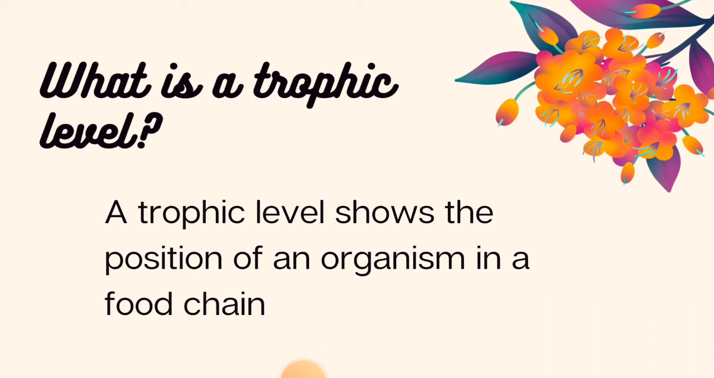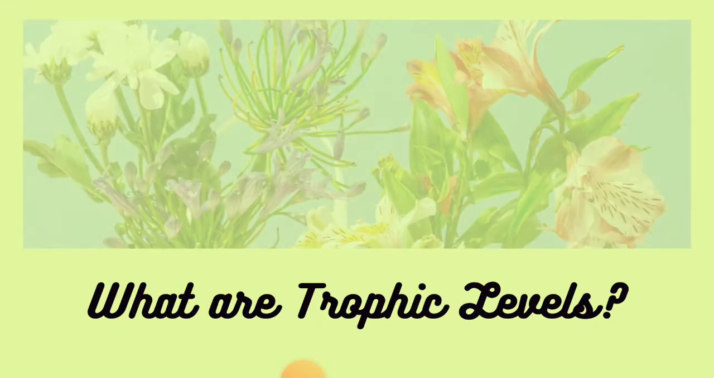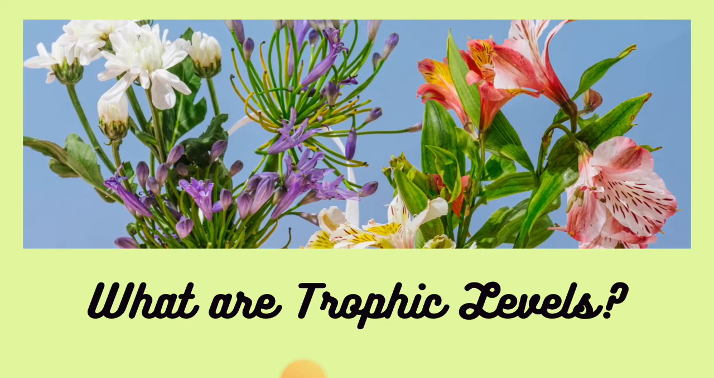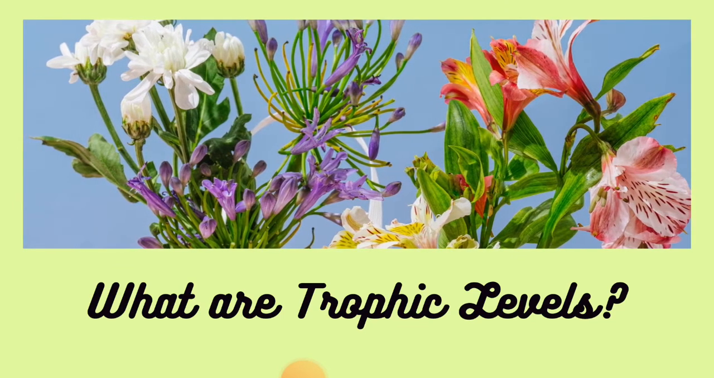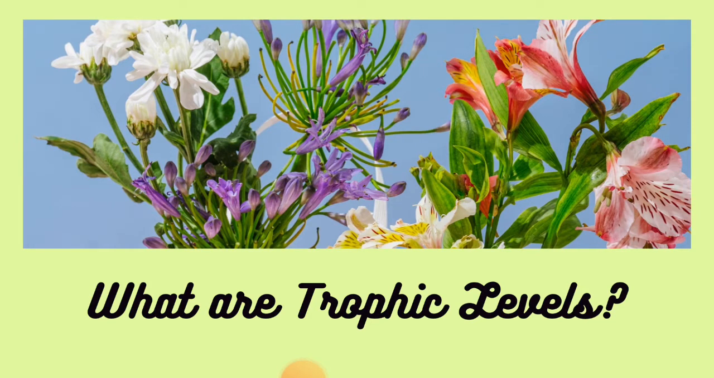So what is a trophic level? It shows the position of an organism in a food chain. Position means exact location, exact place, right? So the position of an organism, a living thing, in a food chain. But what then is a food chain? In the course of this class, I will explain the meaning of food chain, and I hope you understand better then. So in learning about trophic levels, you find that energy is being transferred from one level to another down the food chain.